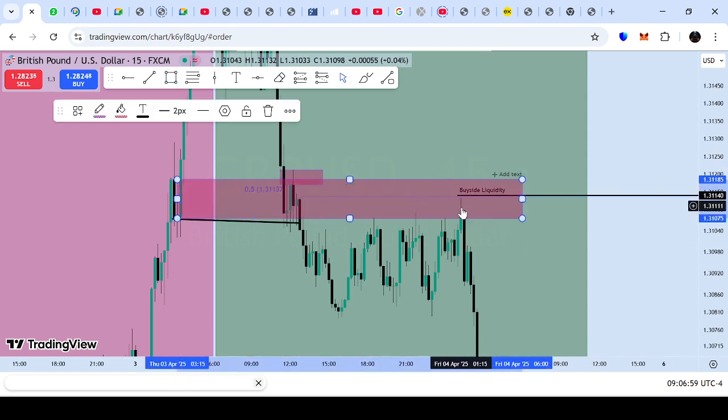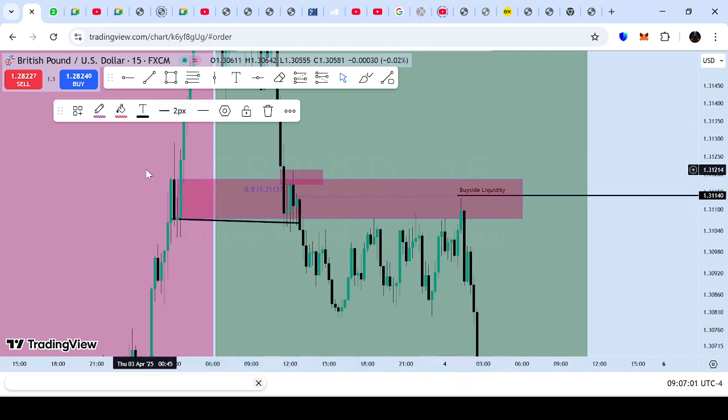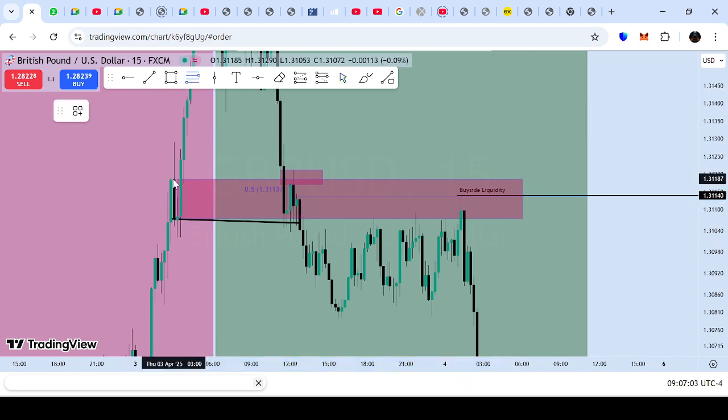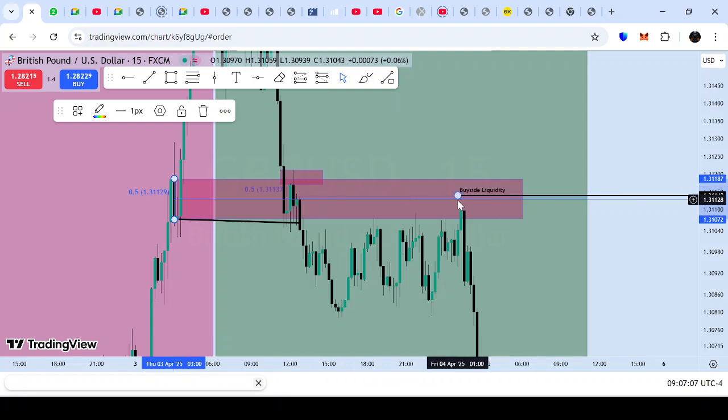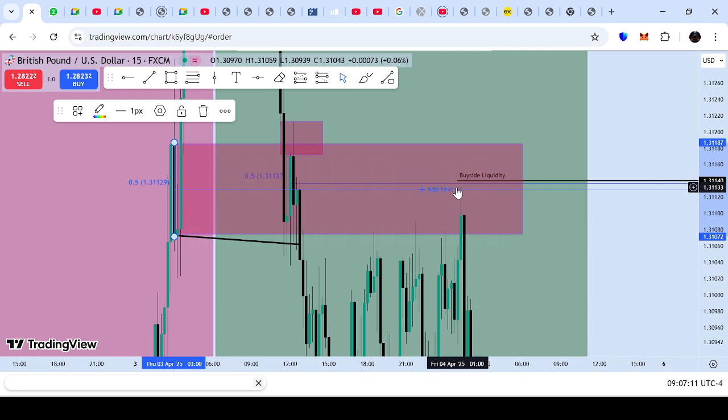I see the price delivery inside the breaker block there. That's the 50% of the breaker where the wick delivered. The breaker block, the 50% of it, the body, the price reaction of the body there, and the wick, the rejection block. That's the rejection block.